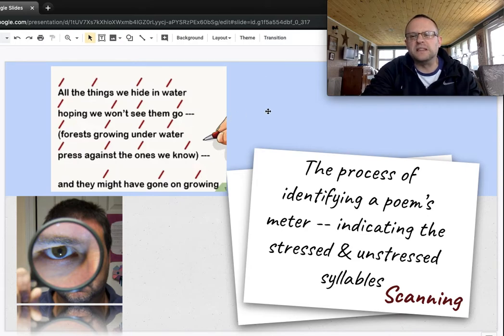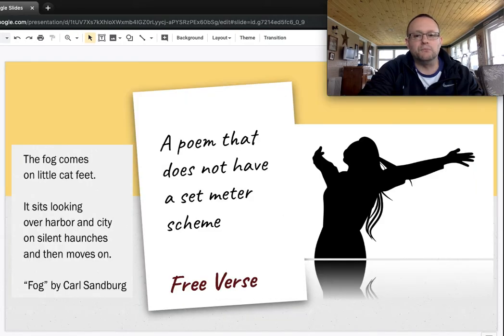We're not actually going to be scanning poems ourselves, but the term scanning doesn't mean you're looking for meaning within the poem, but it means you're literally trying to identify what is the pattern of syllables that's going on within that specific poem. So just want you to be familiar with that term. So again, scanning, process of identifying a poem's overall meter.